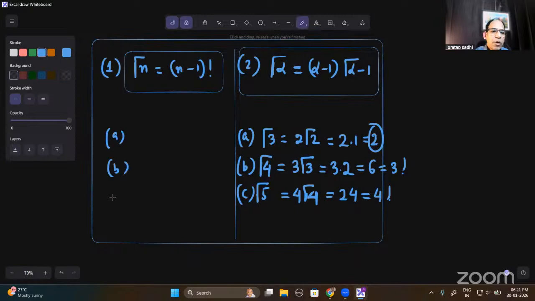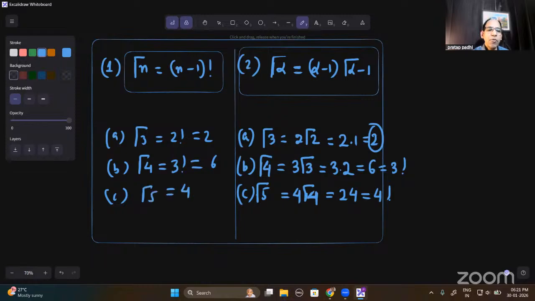Suppose I do it directly this way. Gamma 3 is 2 factorial, that is 2. Gamma 4 is 3 factorial, that is 6. What is gamma 5? That is 4 factorial, that is 24. Anyway, I'm getting it here. So what is the extra benefit? The extra benefit is that I can apply it for gamma 1.5 also.